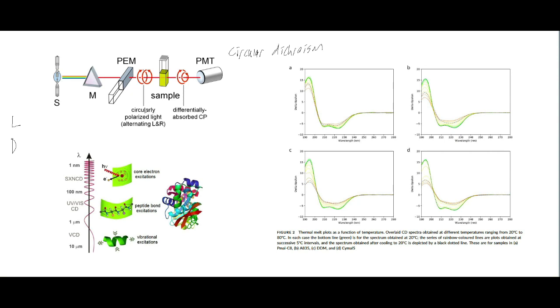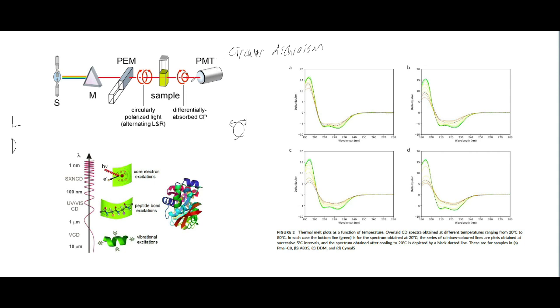So this is circularly polarized light. We have both left and right circularly, or clockwise and counterclockwise, together, and it hits our sample. Depending on the secondary structure of the sample, you will create phase shifts in the light, which will then give you predominantly left or predominantly right circularly polarized light, which you can then detect.